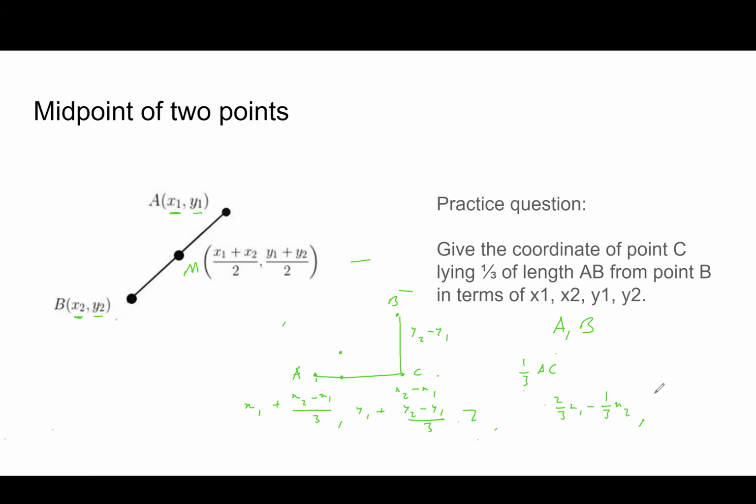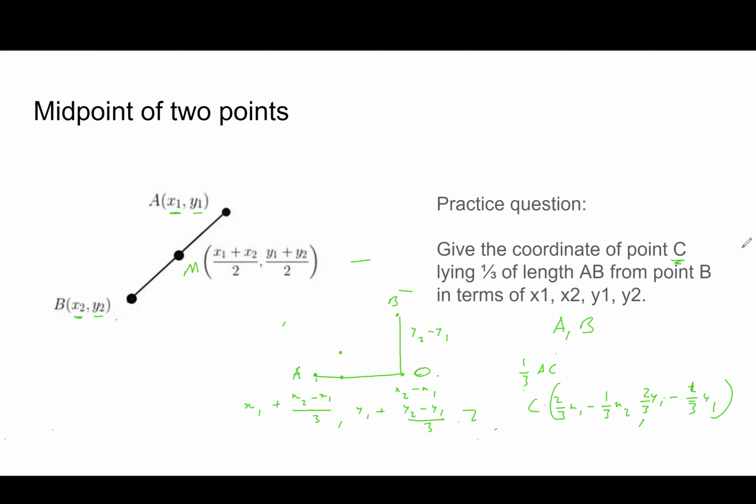And then my y ordinate is the same. So 1 over 3 y1. Okay, so that's the coordinate C. My fault, I shouldn't have used C as this point because I'm trying to find C. It should be, let's just call this point O.